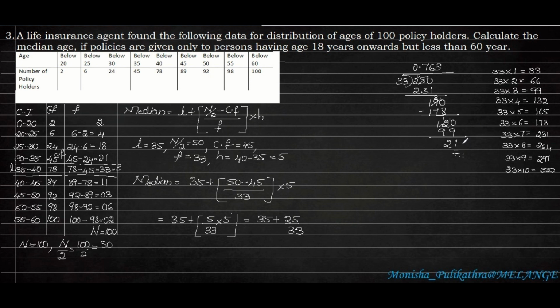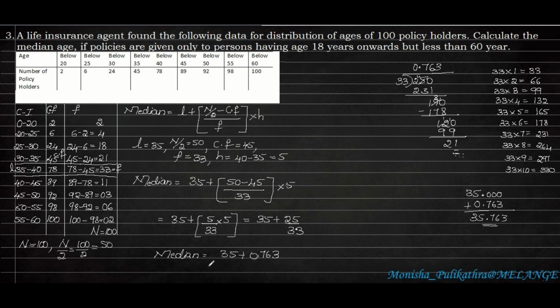So here itself we can stop the problem. 25 divided by 33 is 0.763. Therefore, median is equal to 35 plus 0.763. So you have to add like this. This term should always come before the decimal point, so we have to write it as 0.000. When we add this, we will get 35.763.